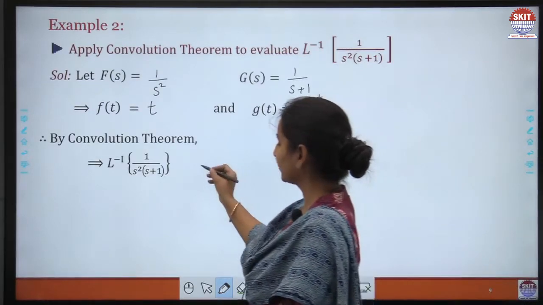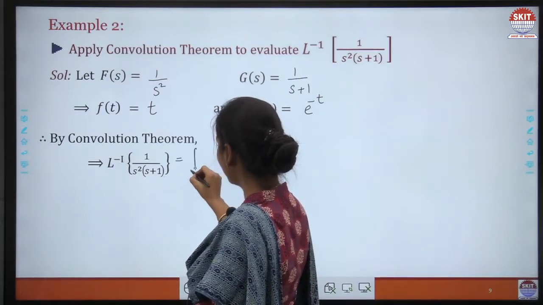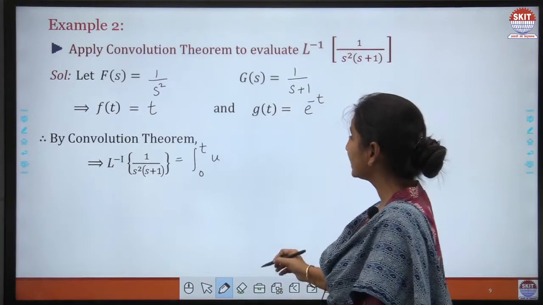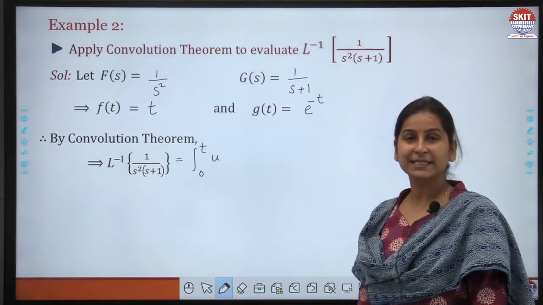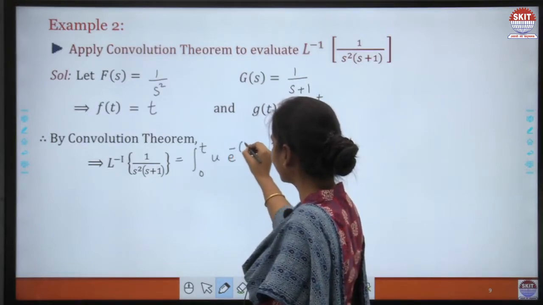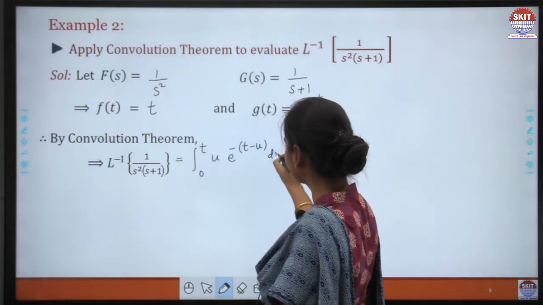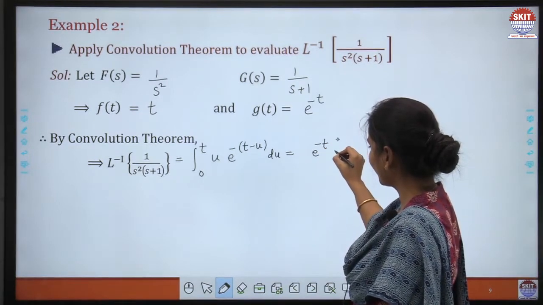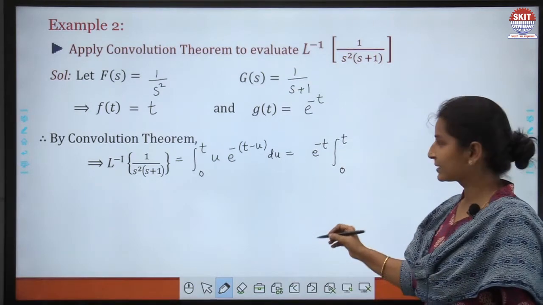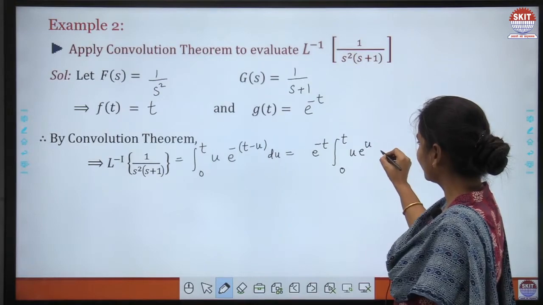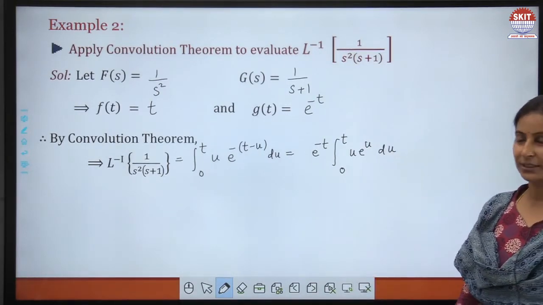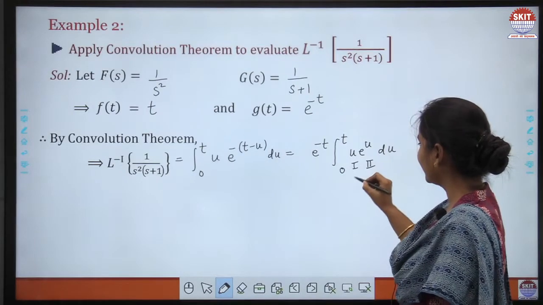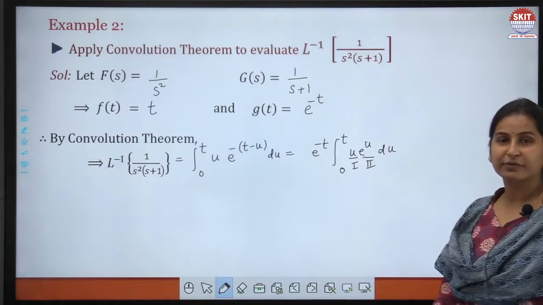Now, by convolution theorem, I write down the inverse of this function, and this will be integral 0 to t f of u. So f of u will be u, and then I'll write g of t minus u. So in this function, I have to replace t with t minus u. So I get e to the power minus of t minus u du. Now again, integral for u, so t will be constant. I can take e to the power minus t common from the integral, and I have to evaluate integral 0 to t of u e to the power u du. Now this has to be integrated by parts, and obviously by using the ILATE rule, first function will be u and second function will be e to the power u.